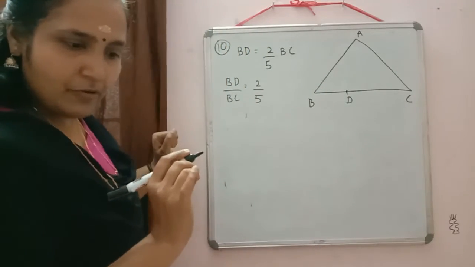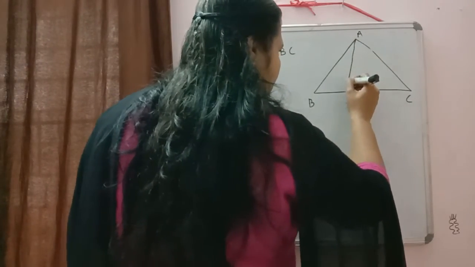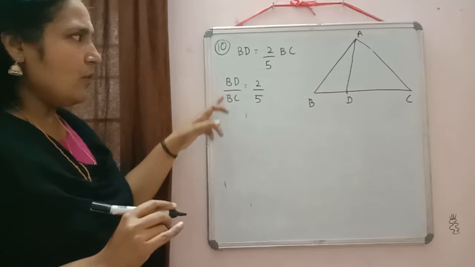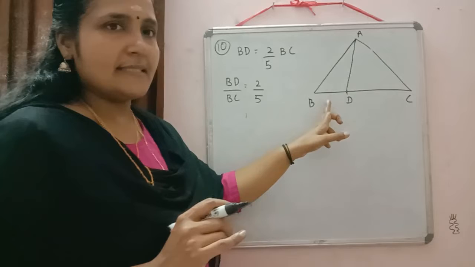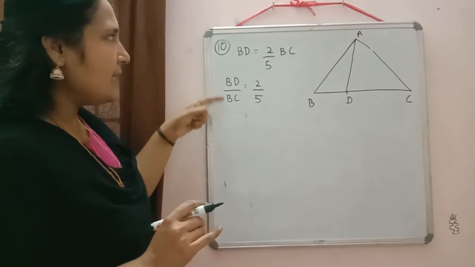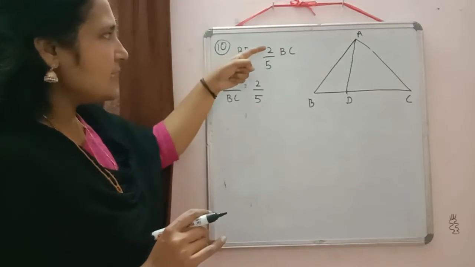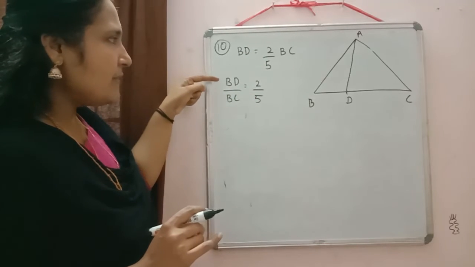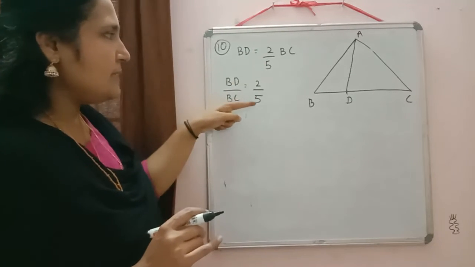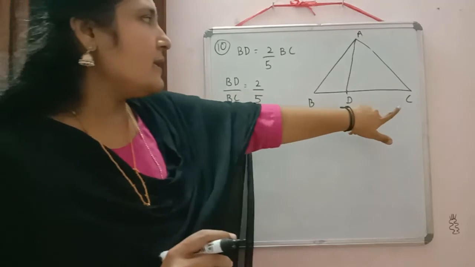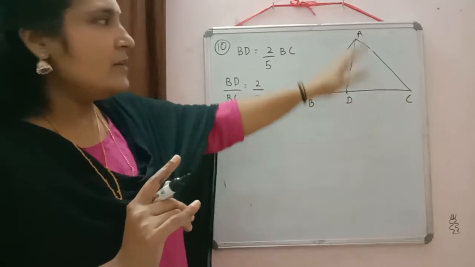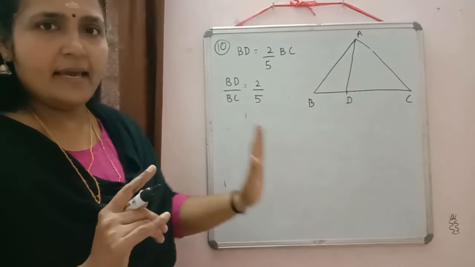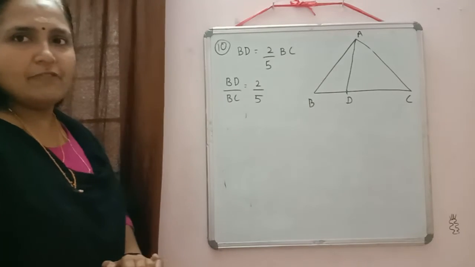And now in the proof we need the side AD. So we can join AD. So in this way it is given. This one I wrote to check where the point D should come, either on this side or this side. Since it is given BD by BC is equal to 2 by 5, obviously if BD is equal to 2 and BC is equal to 5, automatically CD should be equal to 3. So CD should be greater than BD. That's why I have made the point D here. So this is the diagram which we have.